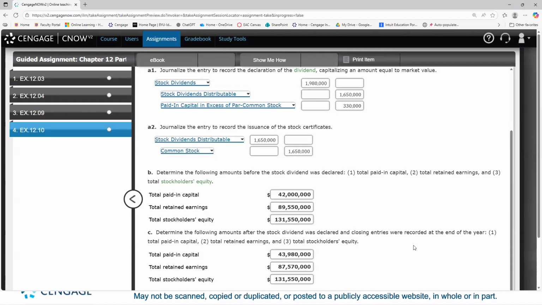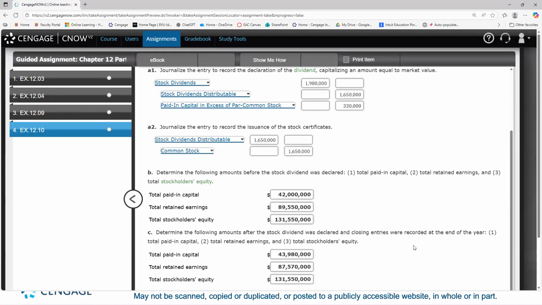So in a stock dividend, all that's happening is we're taking our retained earnings, which is one form of stockholders' equity, and using it to purchase stock, which we're then going to give to the owners. So in essence, we're converting retained earnings into paid-in capital.